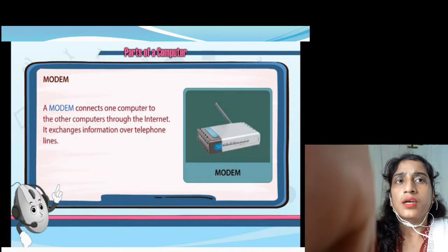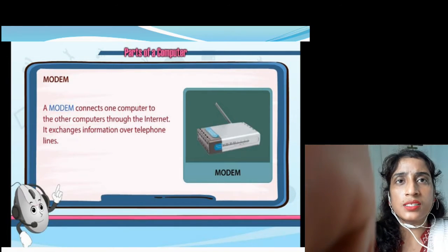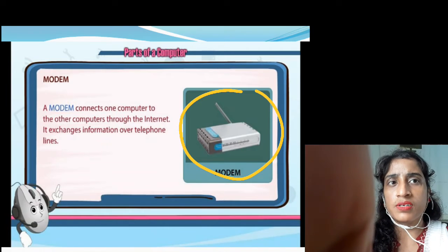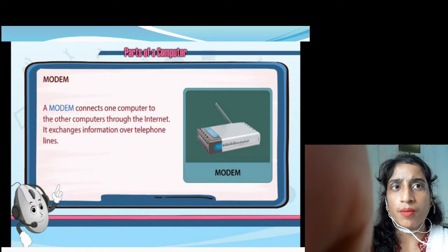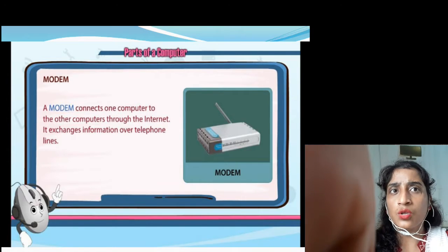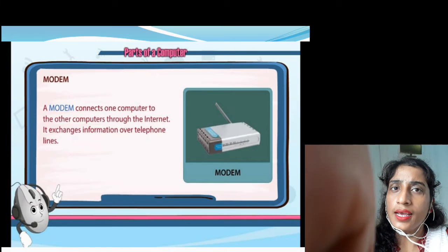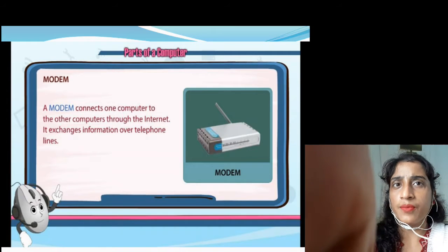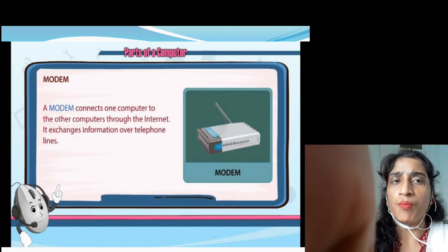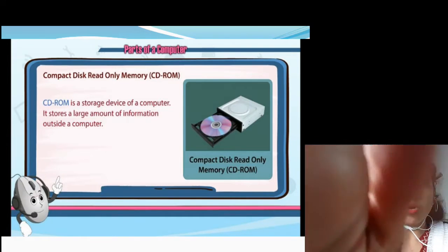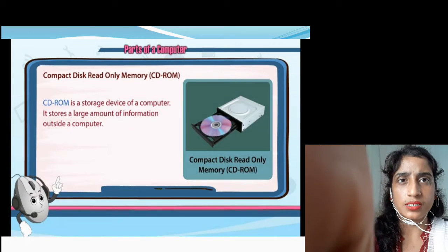Now next is the modem. It is also a hardware part. It looks like that. This one is the modem. A modem connects one computer to another computer through the internet. It exchanges information over telephone lines. I repeat, it exchanges information over telephone lines. Students, this is all about the hardware parts.